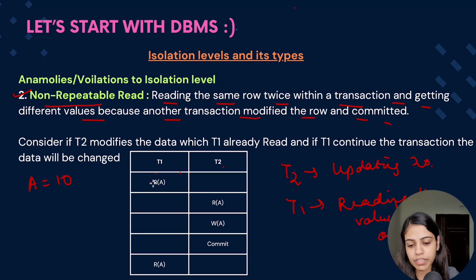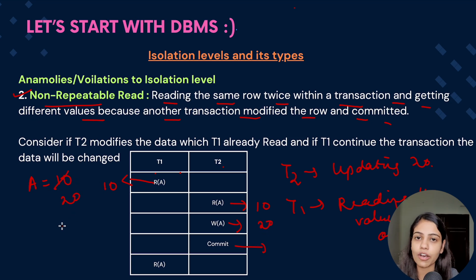So what happened? As part of T1 we read the value of A, that is 10. As part of T2 we read the value of A, again it is 10. We write the value of A, so now A is updated to 20, and then we commit the changes, that is this 20 is now saved into our database. Until this point it was saved into our transaction logs, or you can say internal memory, but whenever we encounter this commit, it is saved into our database. So right now the value of A is 20.